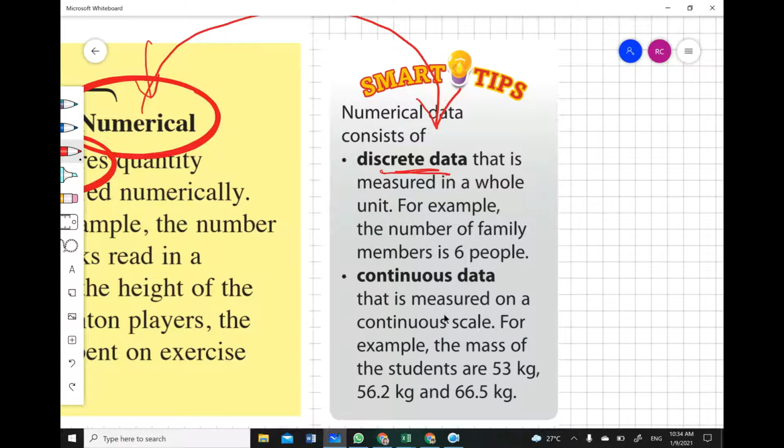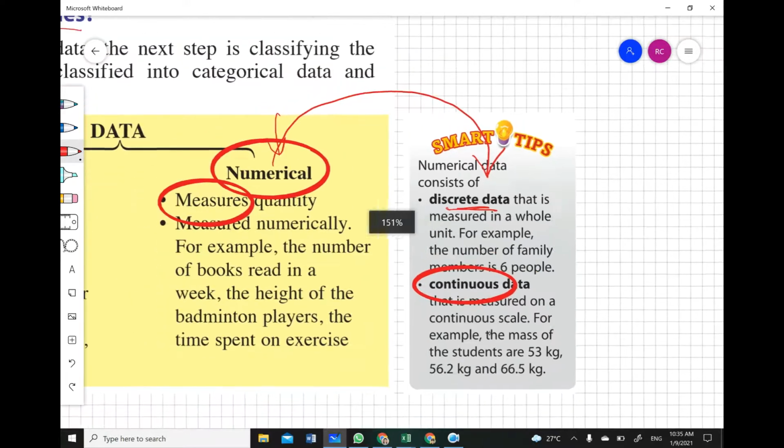And then continuous data is measured on a continuous scale. For example, the mass of students are 53 kilogram, 56.2 kg, and 66.5 kg. So we have a continuous data. From here, you can see the data where you can get a decimal number is categorized as continuous data. Okay, so for numerical, we have discrete and continuous data. Discrete means a whole number. Continuous data, we have a decimal number or a fraction.